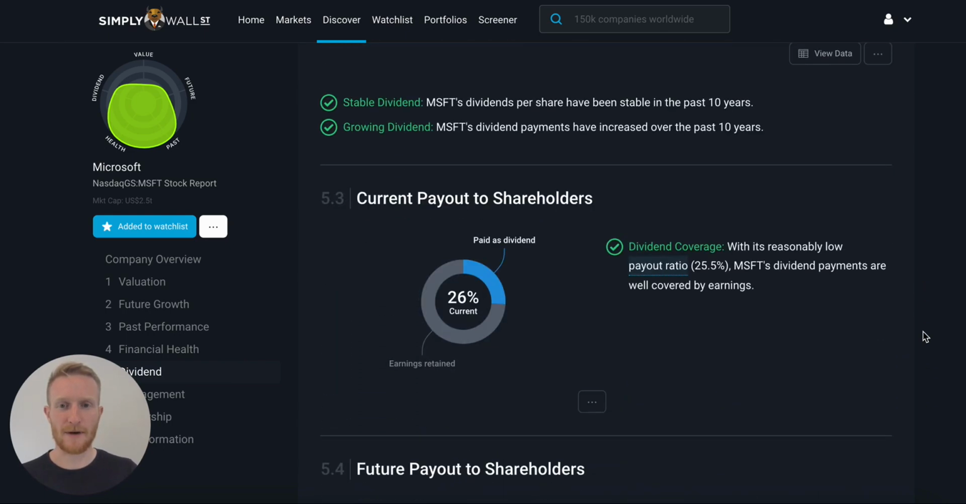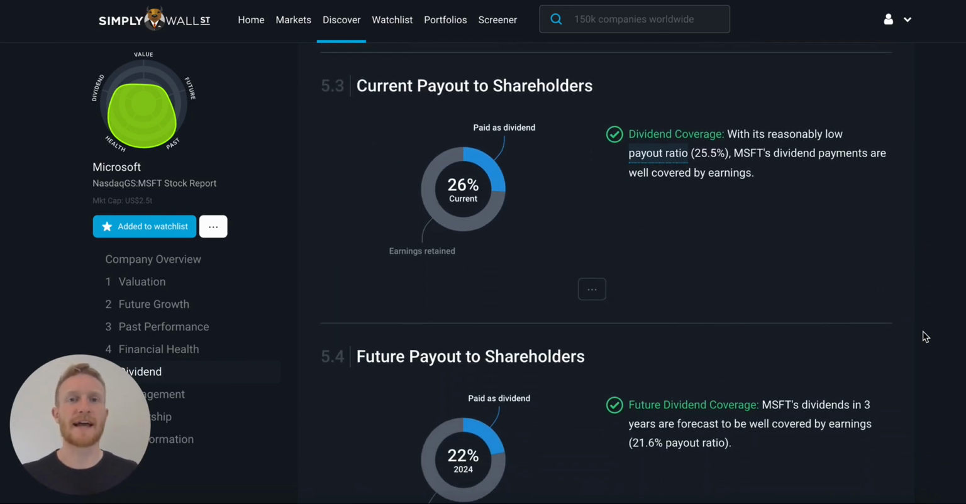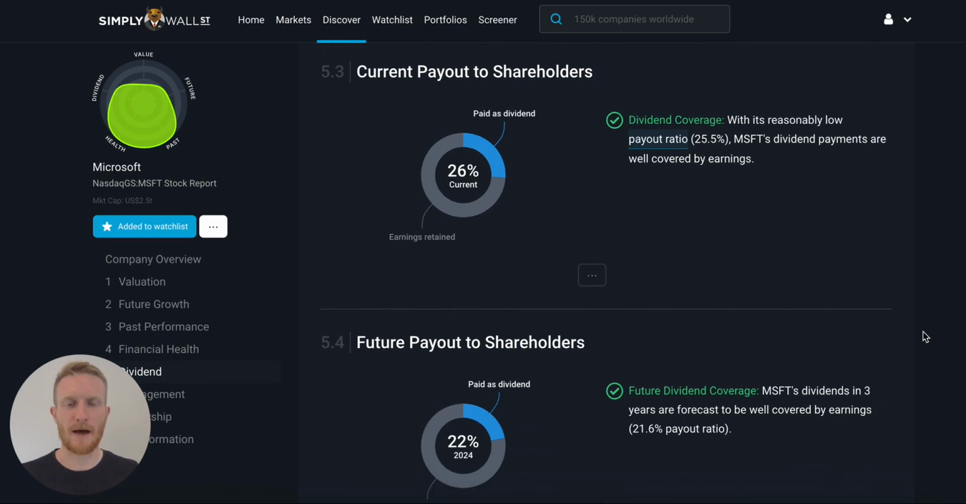Now, the next part we do is basically in regards to the sustainability of the payments. Like I mentioned, that's the third part we check. And this is in regards to the current payout ratio that the company employs. So you can see here in the visual, this whole circle represents a dollar of earnings that the company has generated, and it shows us how much they pay out of it as a dividend.